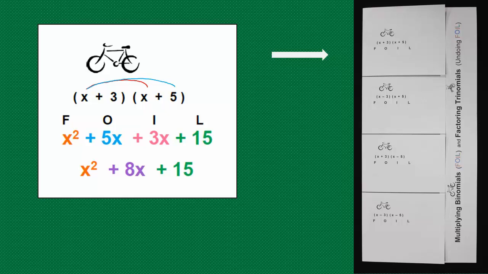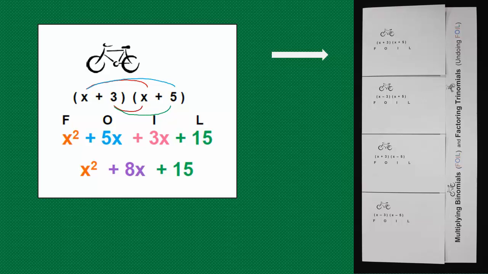Next is the insides. The I in FOIL stands for insides, and so x and 5 are on the outside, and 3 and this x are on the inside. 3 times x is 3x. That goes under the I. And then last, we will be multiplying the last term in the first binomial, which is 3, times the last term in the second binomial, which is 5. And the L does stand for last. 3 times 5 is 15.